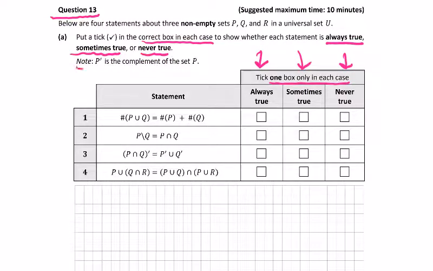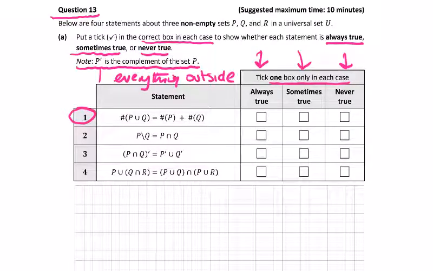And we're told here, just in case you've forgotten, P complement, P apostrophe, is the complement to set P, which is, as you know, everything outside set P. So we're going to need that at some point. Part B of this question is actually just to prove one of these things. So if you did manage to guess them, you actually have to prove them. What we're going to do here is look at all four and prove them all.